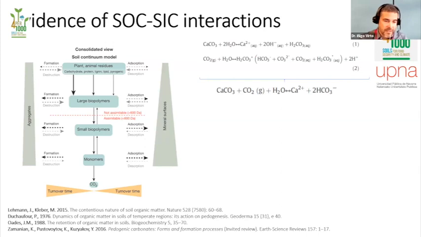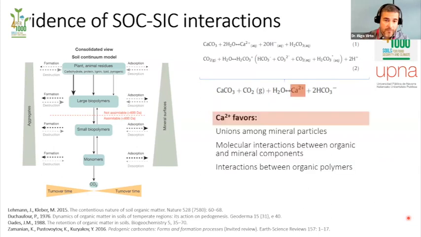And this means that they can be continuously dissolved and reprecipitated in the soil, because this reaction goes in both directions. So in relation to organic matter stabilization, this can act at least at two levels. First, by providing calcium, and we know that calcium favors organomineral complexation, but also mineral-mineral unions and even organic unions.